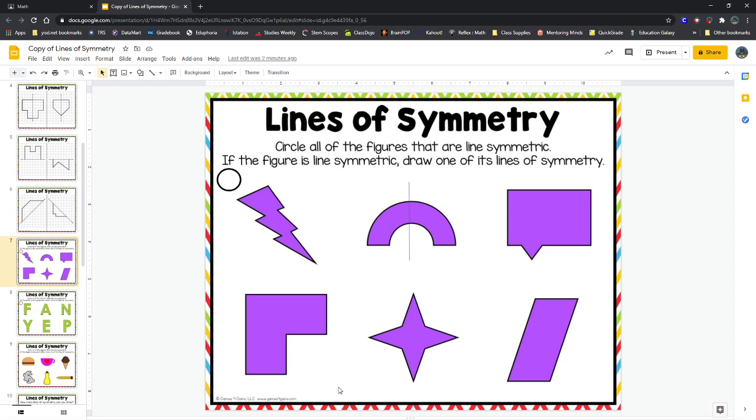It's a little trickier. It's not a straight up and down, not a straight side to side. This one would have a line of symmetry that way. If you fold it diagonally, this one would have a line of symmetry, because the two parts would fold over, they would match up. So remember, lines of symmetry are not just up and down or side to side, not just horizontal and vertical. They can be diagonal lines of symmetry too.